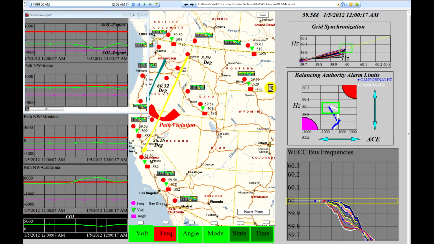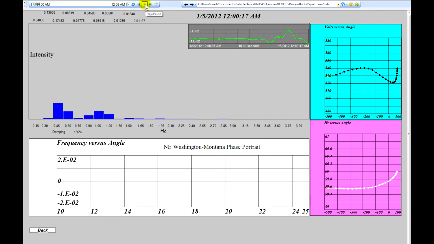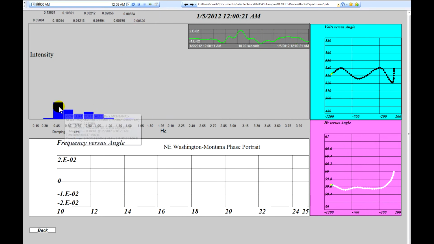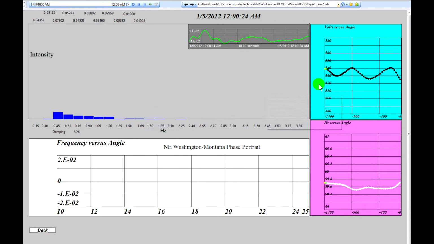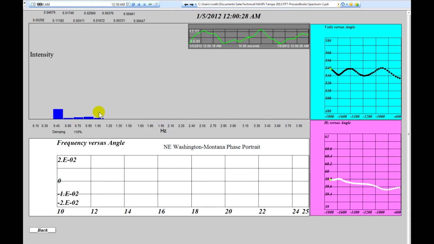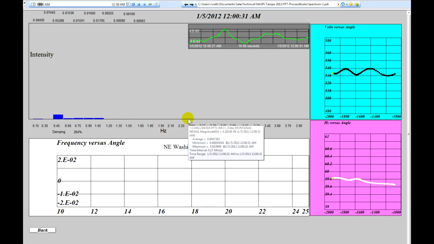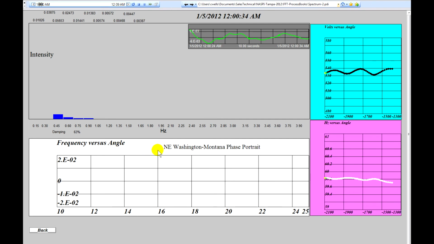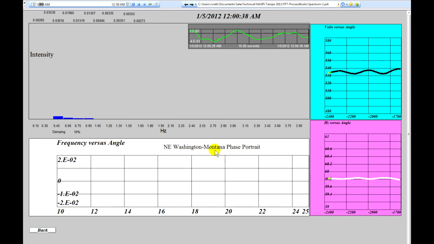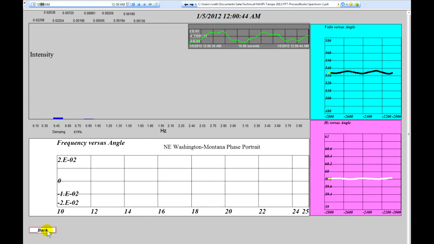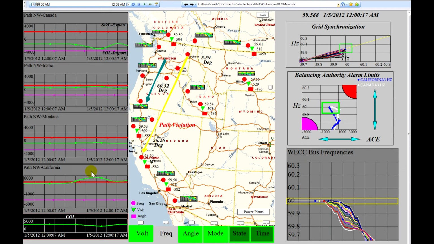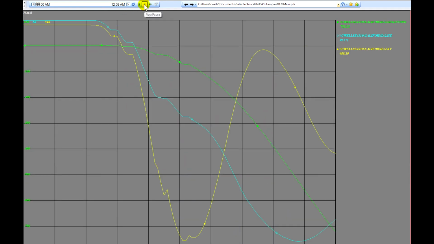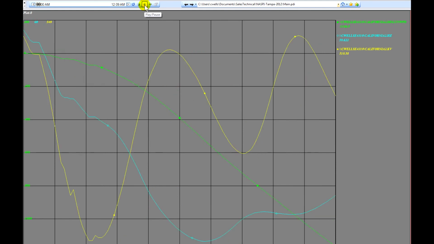We'll take a quick look to see if there are any oscillations in the system, and from the previous chart we could see that the oscillation intensity was extremely low. And on this chart we show the oscillations in terms of the intensity versus the frequency of the oscillation. We show frequency versus angle for the northwest Washington of Montana, and then we also show voltage versus angle at this bus. Go back to the main page. We finally want to investigate the behavior of individual buses, and we simply double click on the trend chart, and this will show us the system behavior at each particular bus.